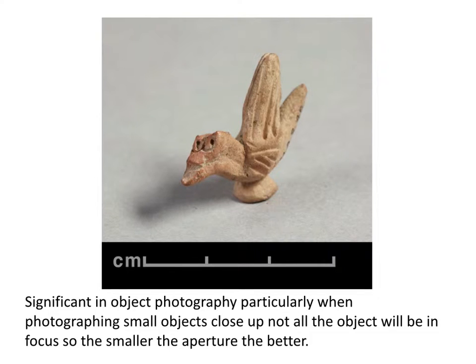Depth of field is particularly significant in object photography. When photographing small objects close up, not all the object will be in focus, so the smaller the aperture, the better the depth of field you will get with this kind of photography. As a general rule of thumb, the closer you get to an object, the narrower the depth of field will be. So you need to have a very small aperture to try to get as much of the image in focus as possible.